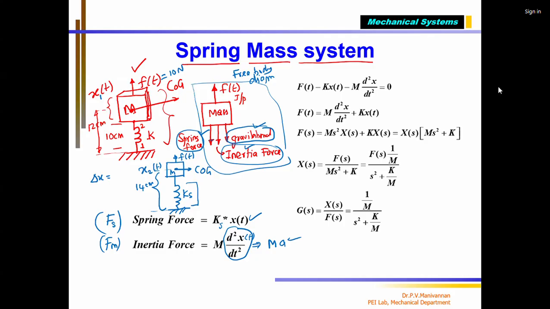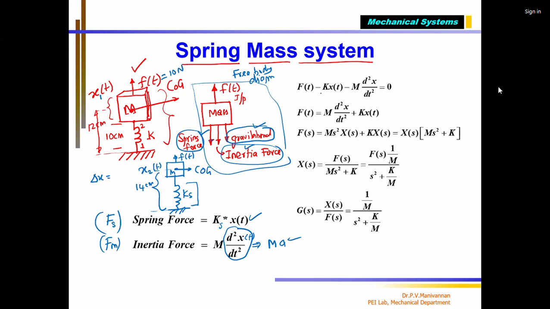Then we have shown the free body diagram. From this, we can write the mathematical equation which represents the entire system. That is F of t, which is the input force applied on the mass element. That means we are pulling upwards. Correct? A tensile force is applied, so we are pulling upwards.